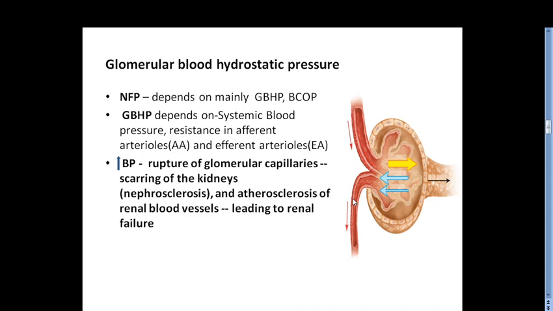So if there is high blood pressure, that causes damage to the kidney, especially these glomerular capillary walls, and that causes scarring. That condition is called nephrosclerosis, or it may cause atherosclerosis of renal blood vessels, ultimately leading to renal failure. So systemic arterial blood pressure is the main factor in deciding the glomerular filtration rate, because the renal perfusion basically depends on that.